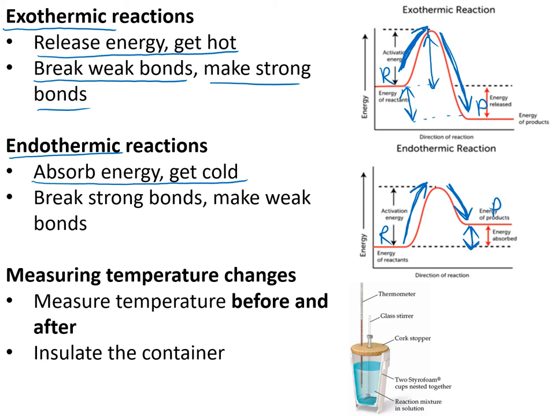Now, to measure whether a reaction is endothermic or exothermic, it's really simple. We do the reaction in an insulated container like this. So normally a polystyrene cup with a lid on top. And we measure the temperature before and after with a thermometer, and that is really important because we've got to measure a change, and you can only measure a change with two measurements, so before and after. And if the temperature goes up, then it was an exothermic reaction. If the temperature goes down, then it was an endothermic reaction.